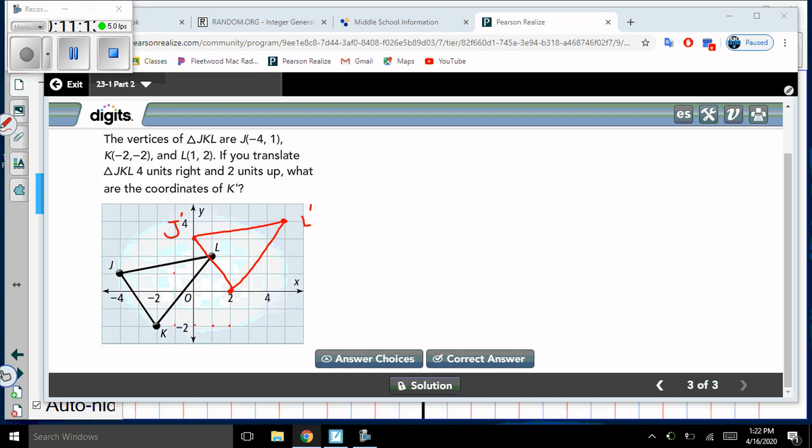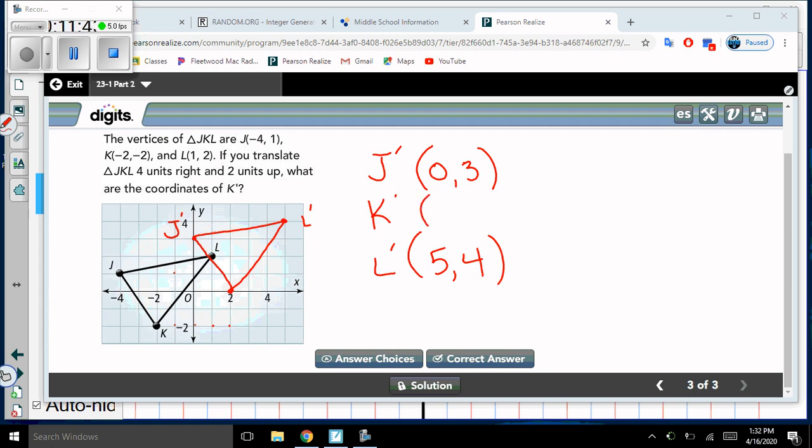All right, sorry about that, I'm back. If you take a look at what we ended up with, J prime should have ended up at what? (0, 3). It looks like L prime ended up at (5, 4), I believe I said. And it appears as though K prime ended up at (2, 0).